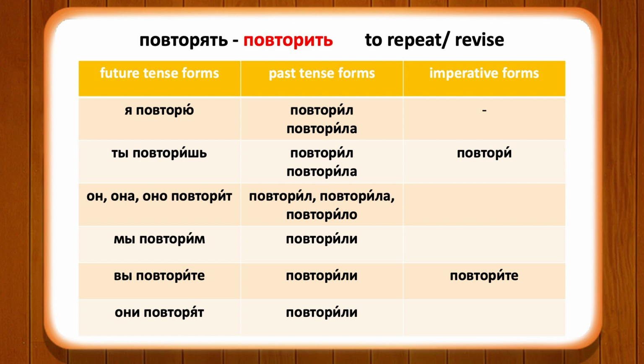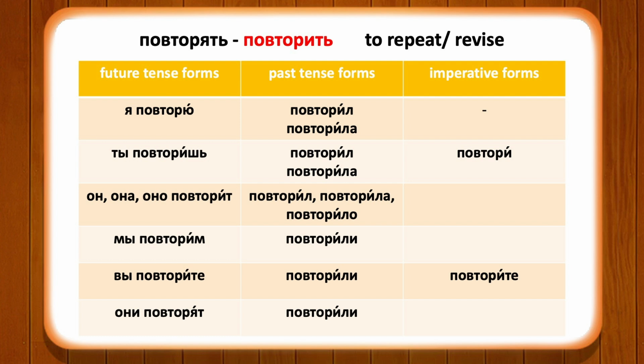Pavtarit is conjugated just like gavarich. Ya pavtaryu, ti pavtarish, on ana pavtarit, mi pavtarim, vi pavtarice, ani pavtaryat. This is the future tense form of the verb pavtarit.